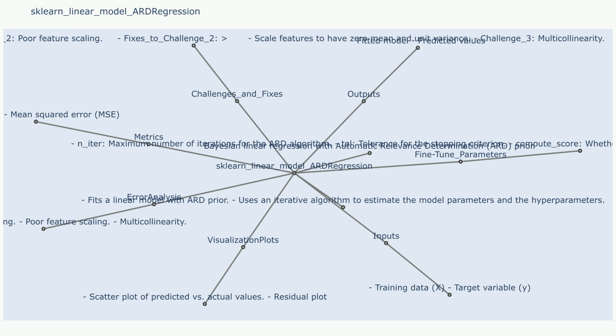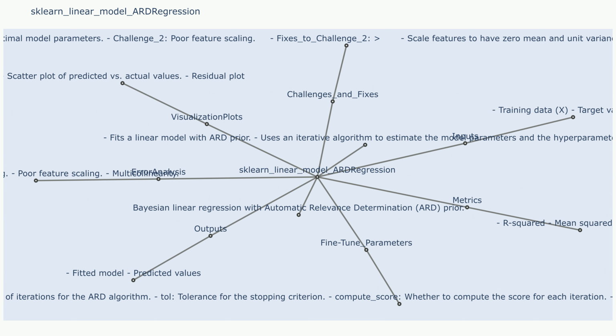Prediction: Once the posterior distribution is found, the model can predict new target values based on new input features. Metrics: Mean squared error (MSE), the average squared difference between the predicted and actual values. R squared, the proportion of the variance in the target variable that is explained by the model. Log likelihood, the likelihood of the data given the estimated model parameters.